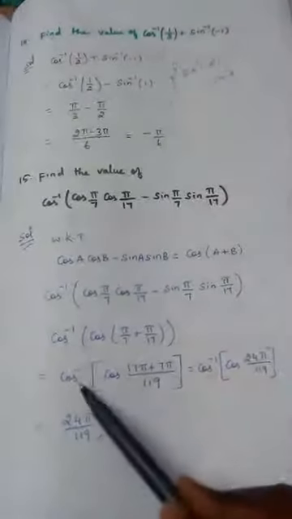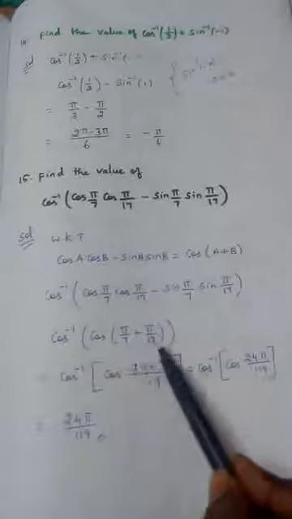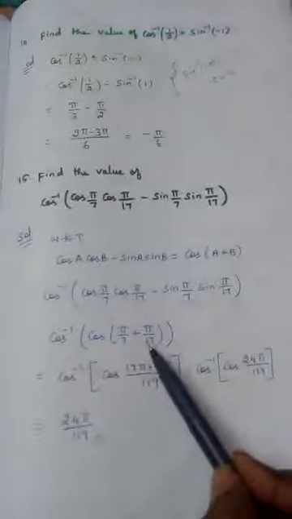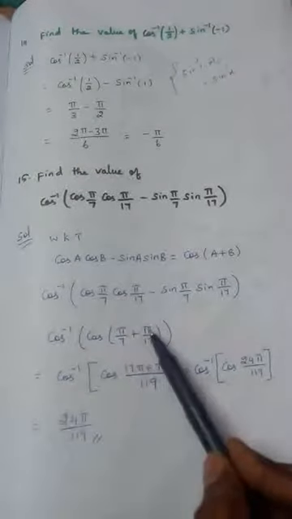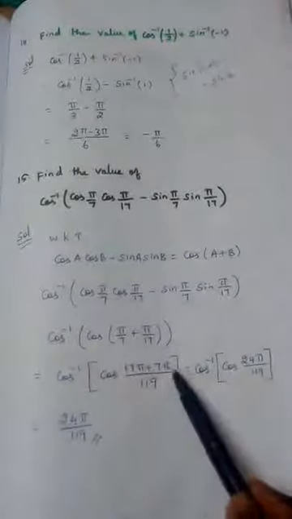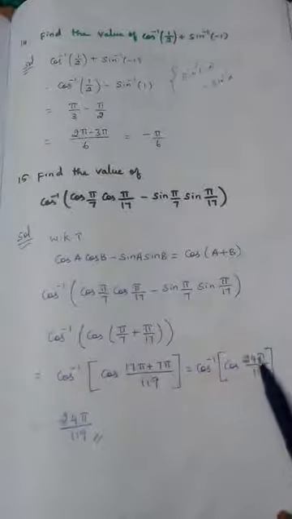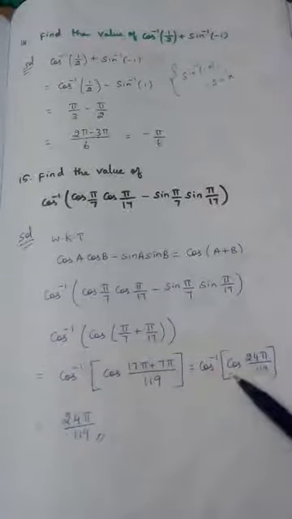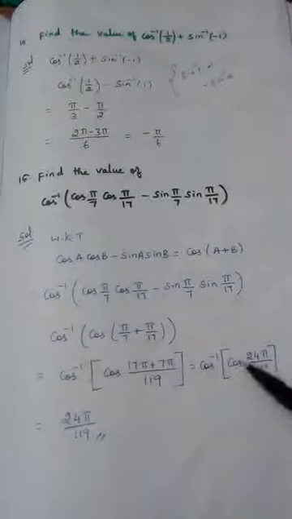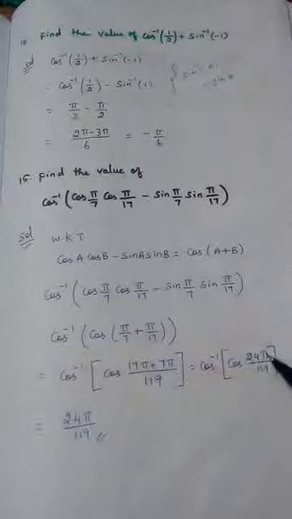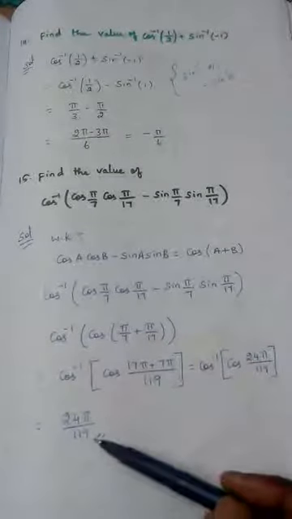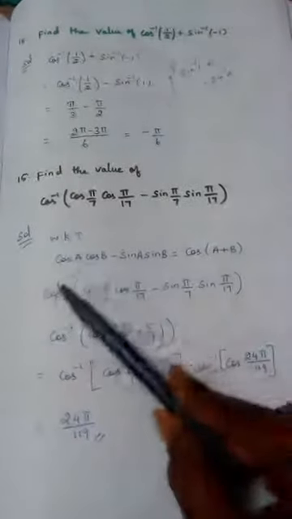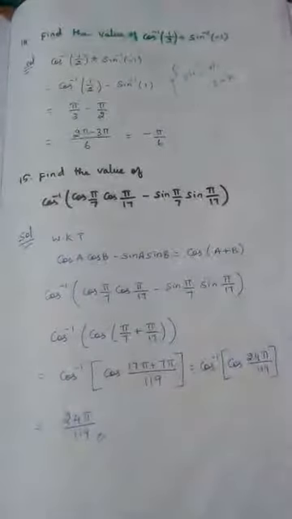Cos inverse of cos. Taking LCM for these two, 17 into 7 is 119. So 17 will come here, 7 will go, 17 pi plus 7 pi, right? Adding these two, 24 pi by 119, and cos inverse cos will get cancelled. Yes or no? Cos inverse cos will get cancelled. So the answer is 24 pi by 119. Hope you will understand. Only thing is we should know this trigonometrical result.